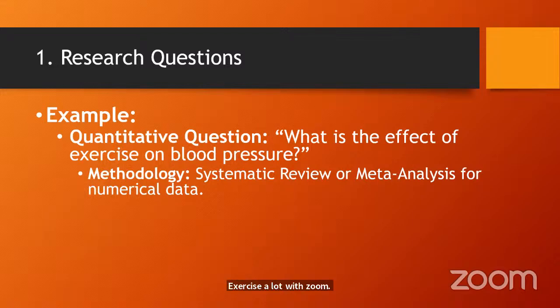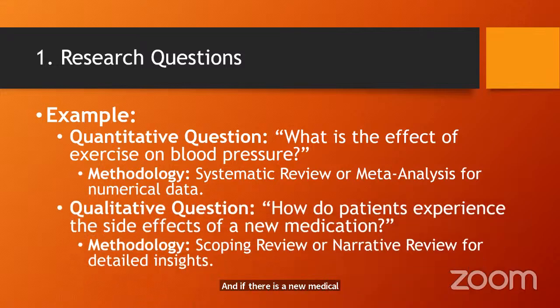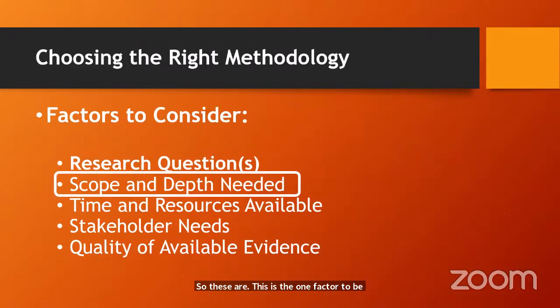In this case we'll choose a systematic review method. And if there is numerical data, we'll do a meta-analysis. Another example: How do patients experience the side effect of new medication? Here we can use a scoping review or a narrative review for the detailed insight. So this is one factor to be considered to choose the right method.